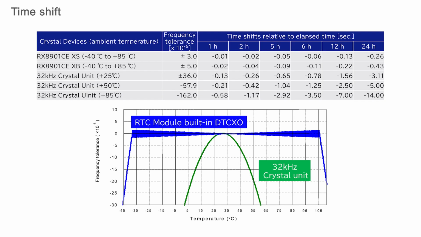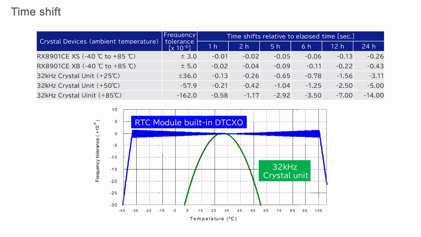If the sleep mode time is extended, time correction will not be possible and time shifts will occur. With a 32 kHz crystal unit, the frequency temperature characteristics are a parabolic shape curve, so the frequency deviation will be large at high and low temperatures, which means the time shifts will be large. The table shows the results of calculating the time shifts versus elapsed time. In reality, deviations on the positive side also occur, but because the frequency temperature characteristics of a 32 kHz crystal oscillator have a large change on the negative side, the calculation results on the negative side are used for comparison.